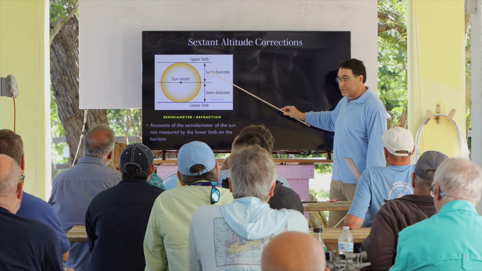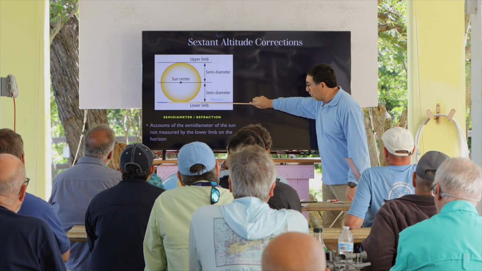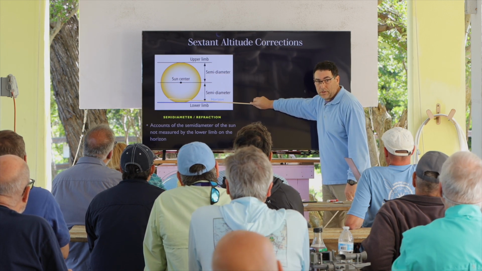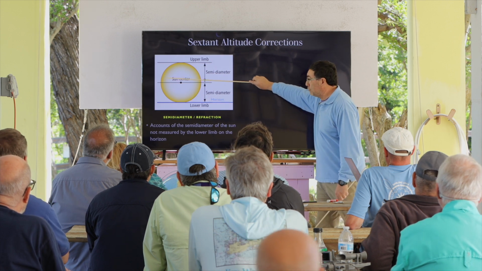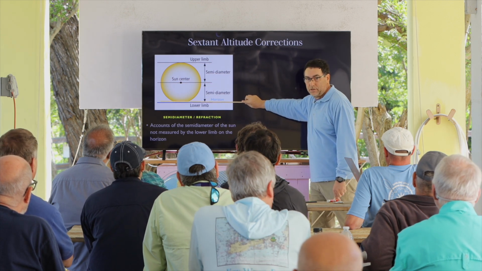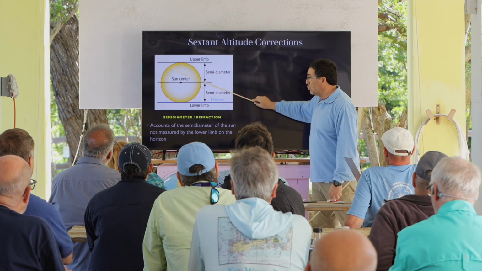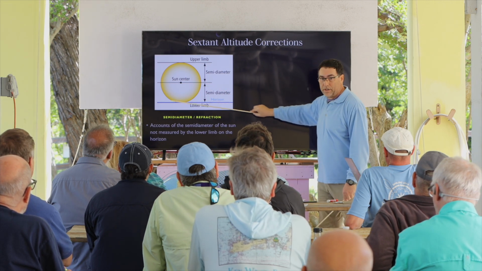So you can, with the sextant, keep lowering the sun and put it right in the middle of the horizon. You can do that as well. But it's kind of difficult, because it's hard to judge when the sun is going to be right in the middle. It's very difficult, so that's why most people use the lower limb, okay?